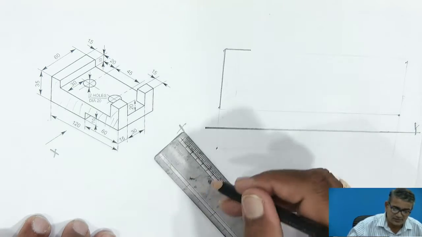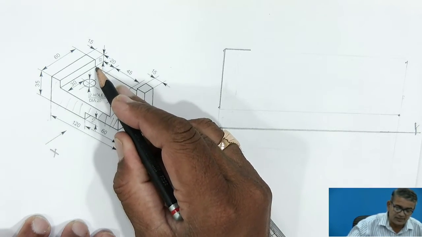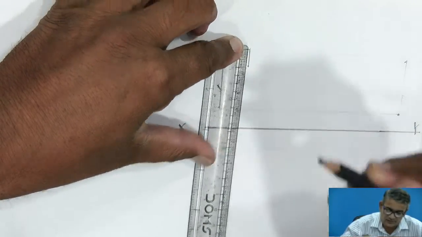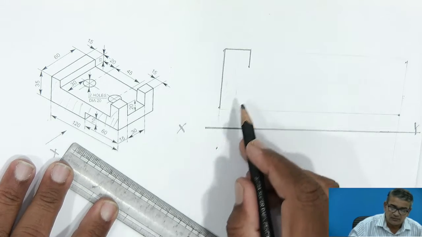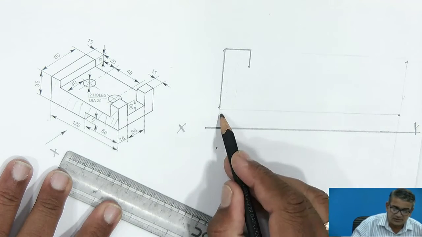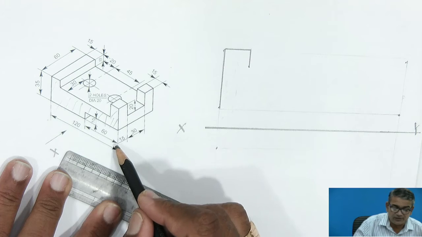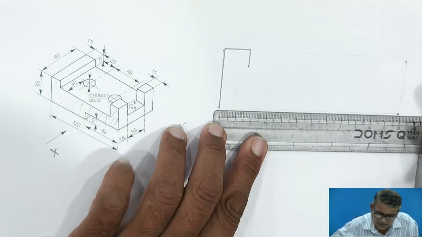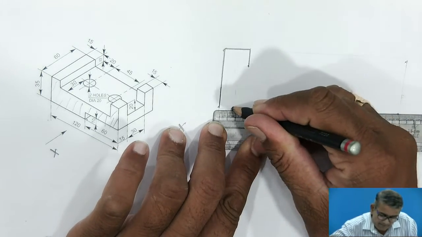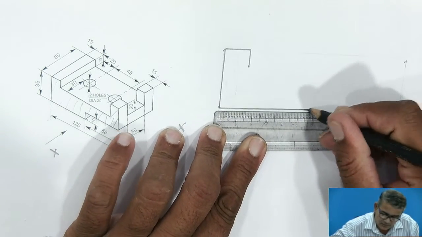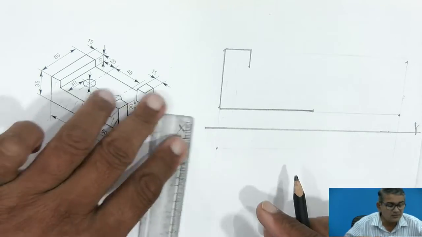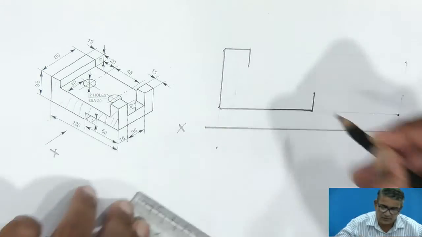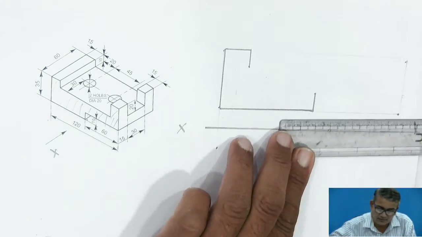How much is the depth? The depth is given as 10 mm. So from that you have to draw downward 10 mm. Then up to where you have to start this end? The total length is 120 mm and the cut will be at 60 mm. So from this end you have to move rightward 60 mm. Then vertically you have to draw 10 mm, and it ends here.